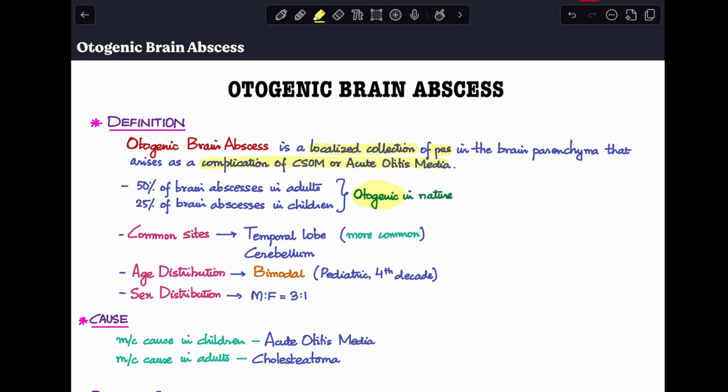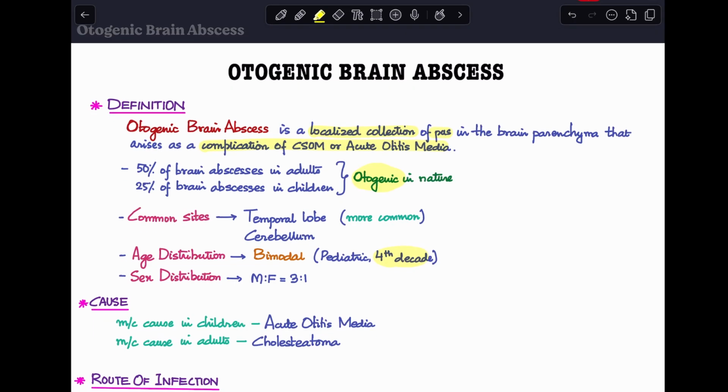Coming to the age distribution, this has a bimodal age distribution with two peaks. The first peak is seen in the pediatric age group, and the second peak is seen around fourth decade of life. Coming to sex distribution, there is a male preponderance over here with a ratio of 3:1. So that's about what is otogenic brain abscess and what are the common sites of it.